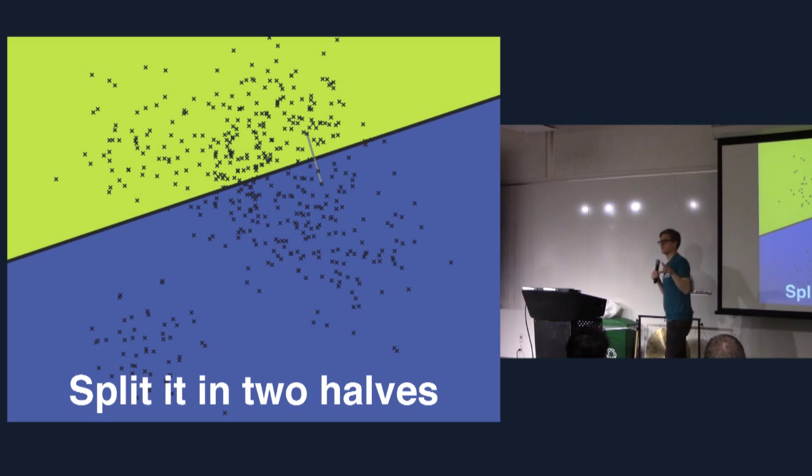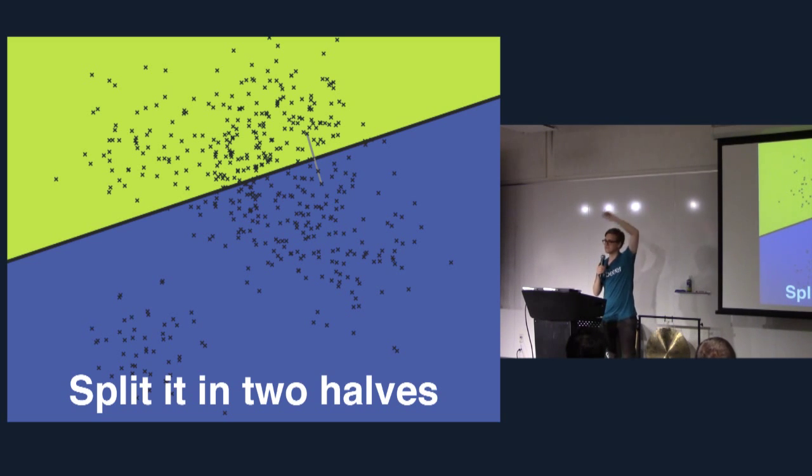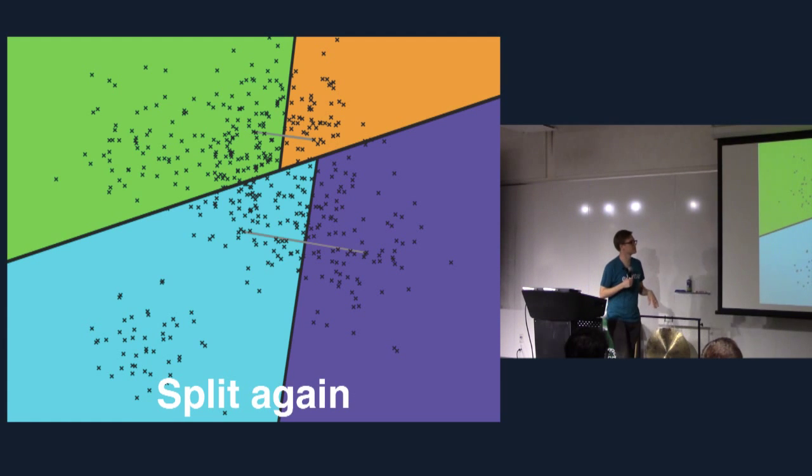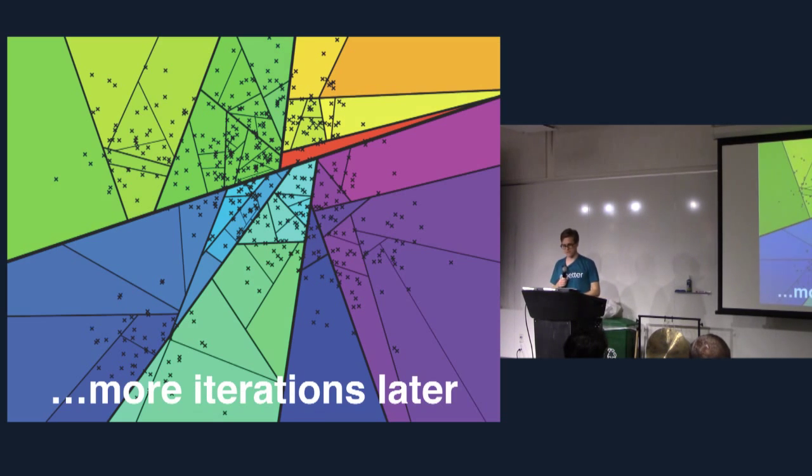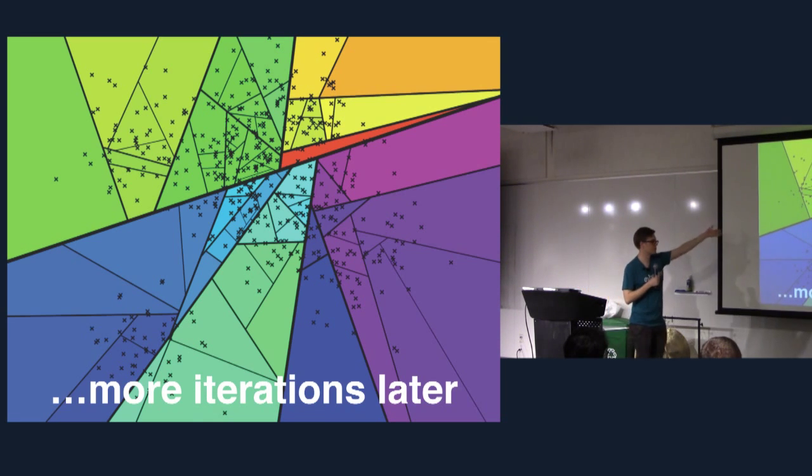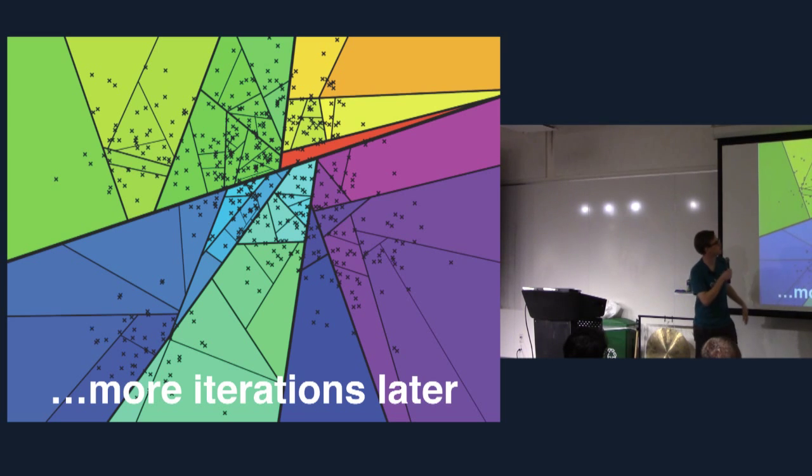So now we have the first split in this binary tree, right? Let's split it again. Okay, so now we have 4 nodes. Okay, keep splitting, and eventually we end up with something like this. We keep splitting till we have, oh my god, the projector does not like this color.